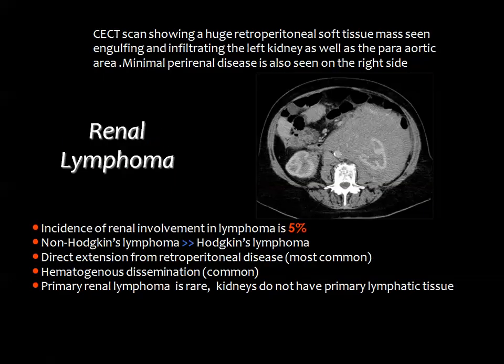Then the renal lymphoma is in the incidence of 5%, and then of course non-Hodgkin lymphoma is more common than Hodgkin disease, and the origin of renal lymphoma is usually the sequelae of direct extension from retroperitoneal disease, but also hematogenous dissemination can occur. And you know that the primary lymphoma is rare since the kidneys do not have primary lymphatic tissue.